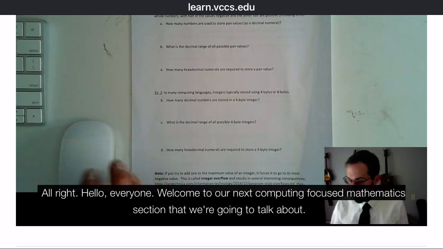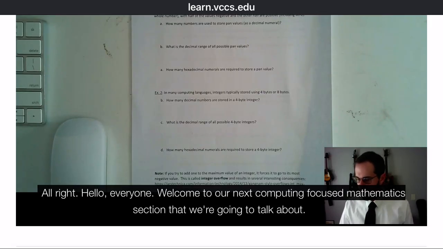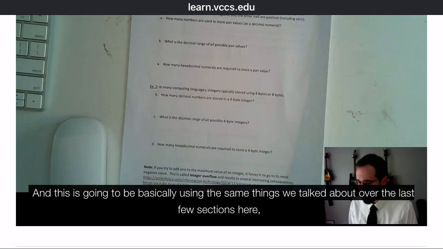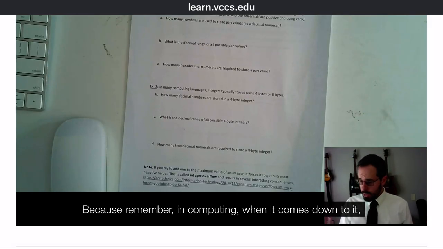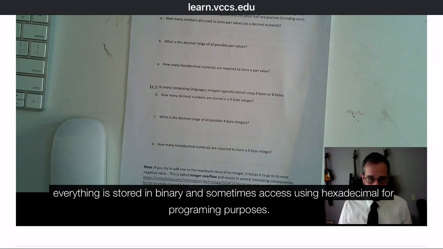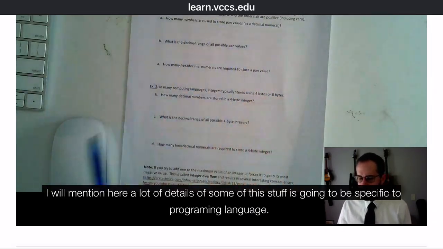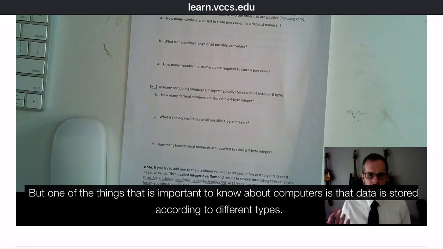All right, hello everyone, welcome to our next computing-focused mathematics section. This is going to be basically using the same things we talked about over the last few sections, but specifically focused on applications of binary and hexadecimal. Because remember, in computing, when it comes down to it, everything is stored in binary, and sometimes accessed using hexadecimal for programming purposes. I will mention here, a lot of details of some of this stuff is going to be specific to programming language, but one of the things that is important to know about computers is that data is stored according to different types.